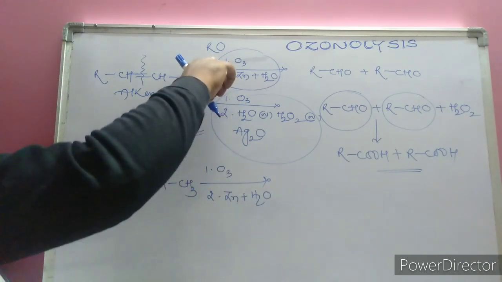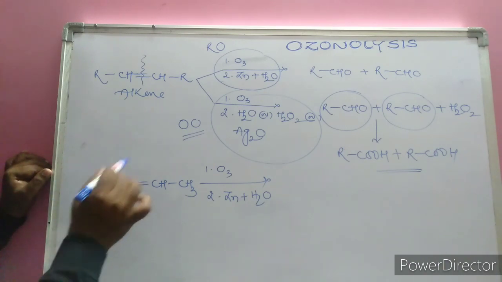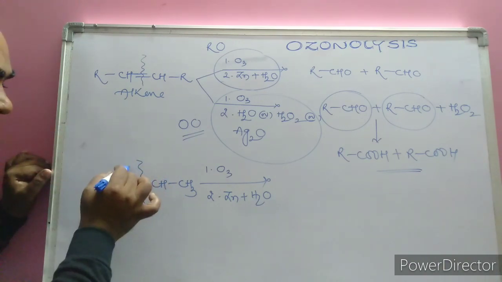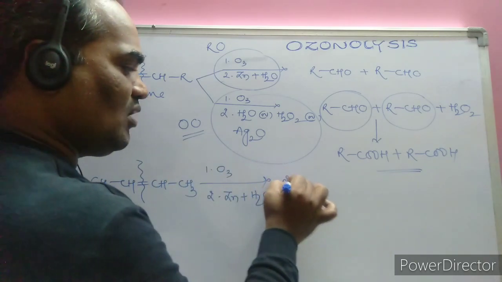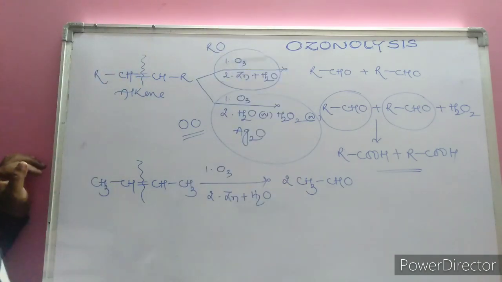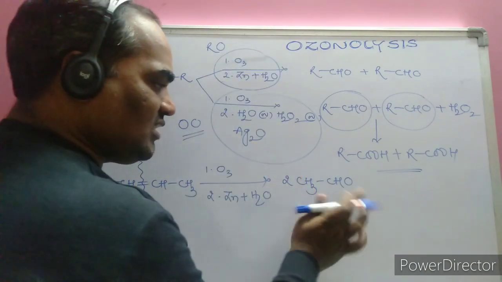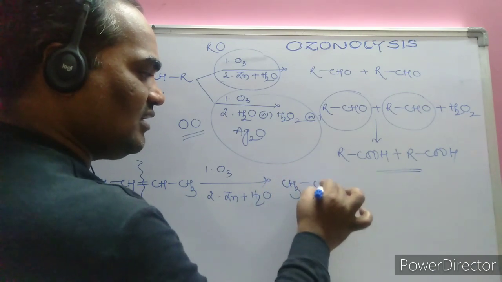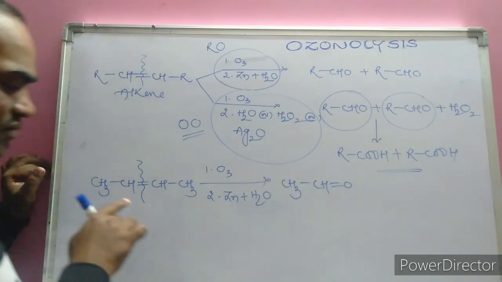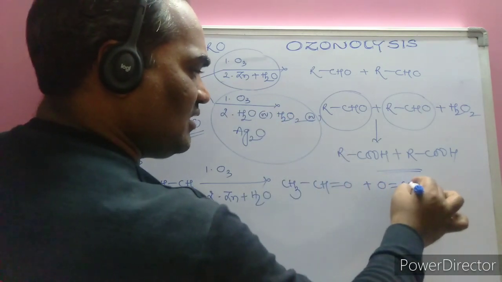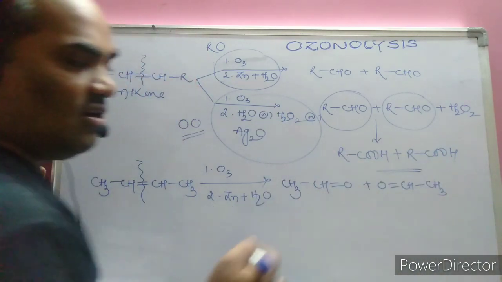What do we call this? Reductive ozonolysis. Wherever the double bond is there, what do we need to do? Break the double bond and add the oxygen atoms to the respective double-bonded carbons. What is formed? Acetaldehyde, which I can write for convenience as CH3CH=O, one molecule of acetaldehyde, and another molecule of acetaldehyde, CH and CH3.